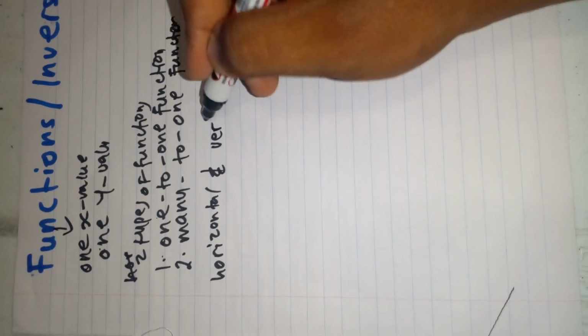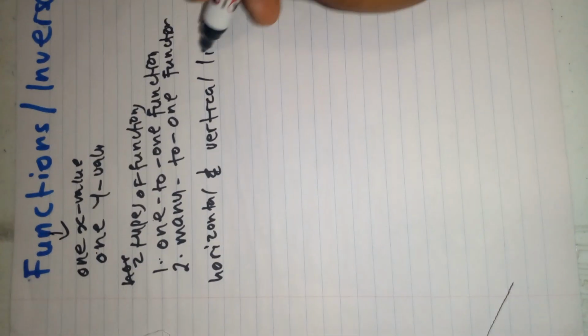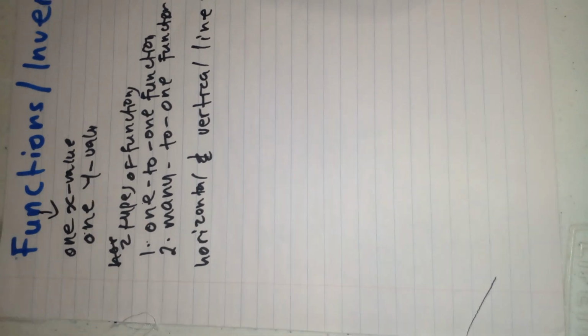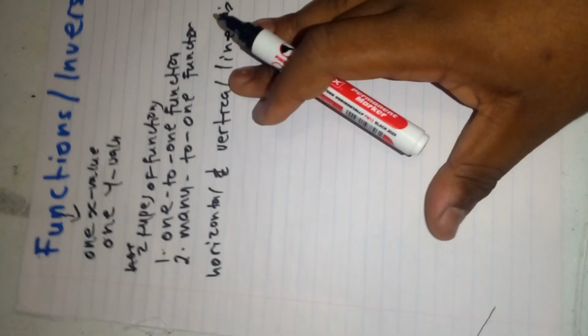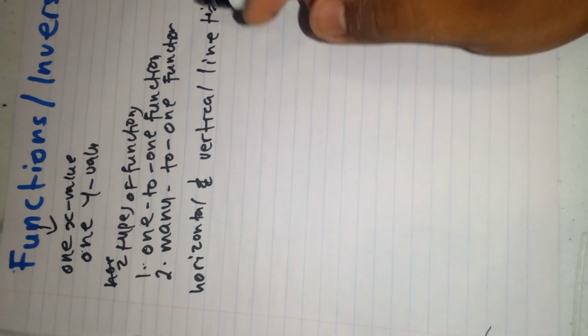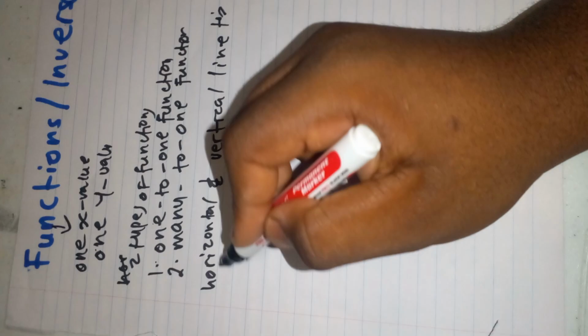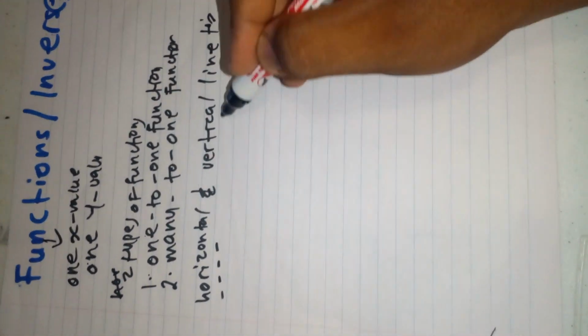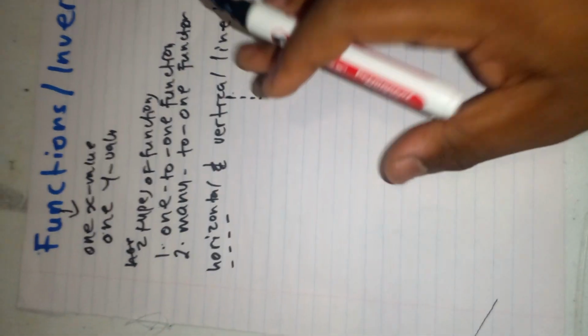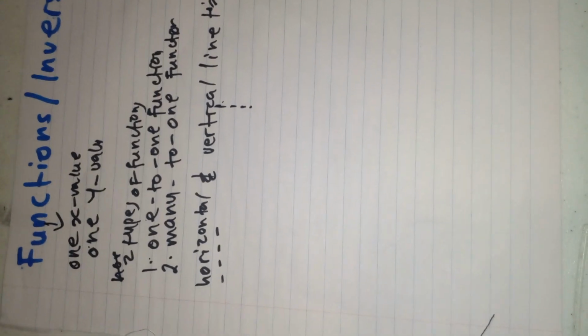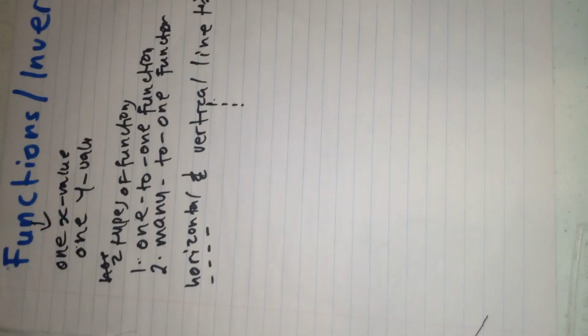Let's do our horizontal and vertical line tests. These are the lines that we use in order to check if a graph is a function or not. They are dotted lines, as you can see, like asymptotes. Basically, we use the horizontal and vertical line tests to check whether a graph is a function or not a function.